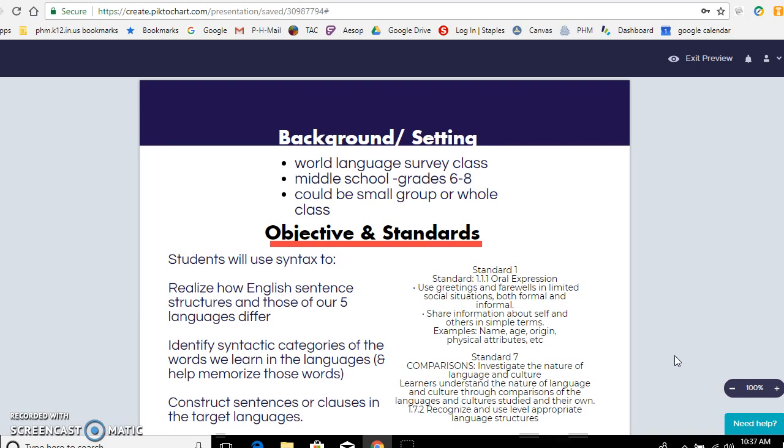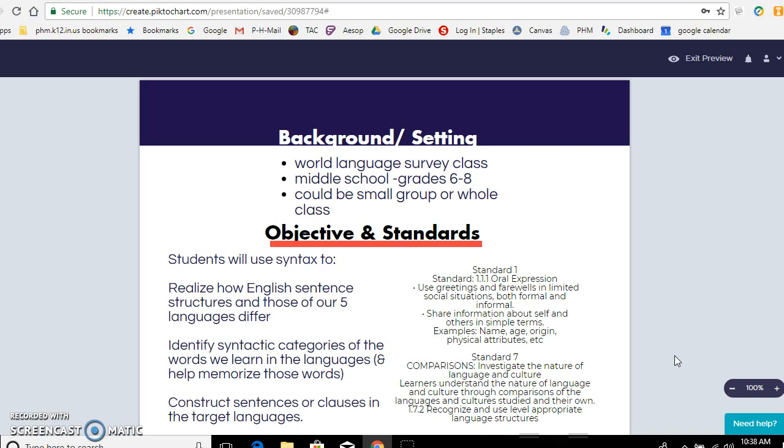But the background and setting of this lesson would be that it's for my world language survey class. Survey means that I only see them for a very short amount of time, and we do very basics of the language, and then in turn they're supposed to use that knowledge to decide which language they want to take at the high school level. So the phrases and sentences and things that we are going to use in my class and then for this example are very simple because of that.